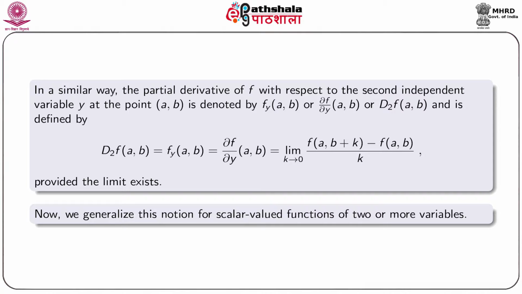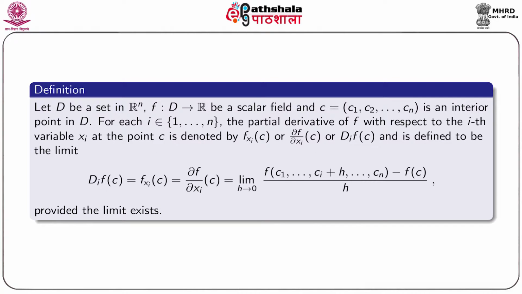As we told earlier, we now generalize this notion for scalar valued functions, that is scalar fields, where the number of variables is 2 or more. Let D be a set in R^n, f is a scalar field defined on the set D, and C is an interior point of D. As C is a point in R^n, we can express C equal to the ordered n-tuple (C1, C2, up to Cn).